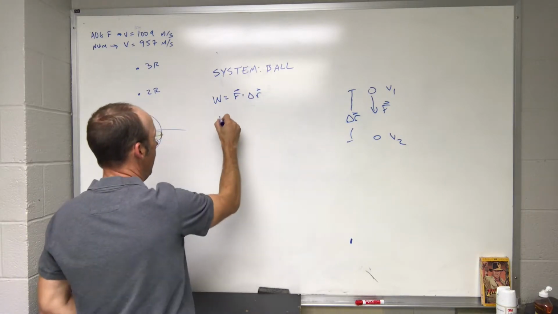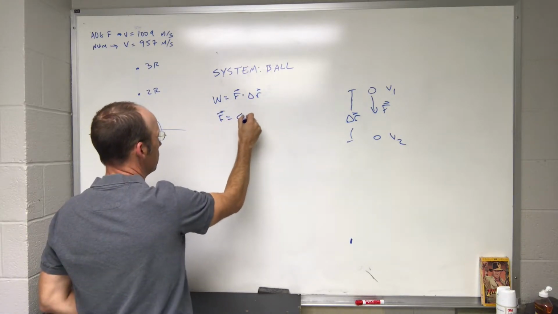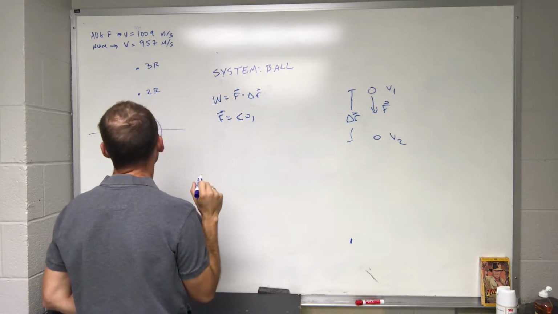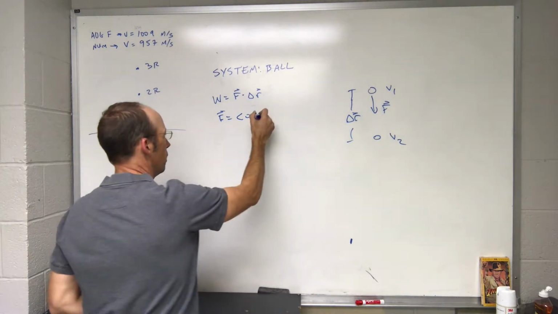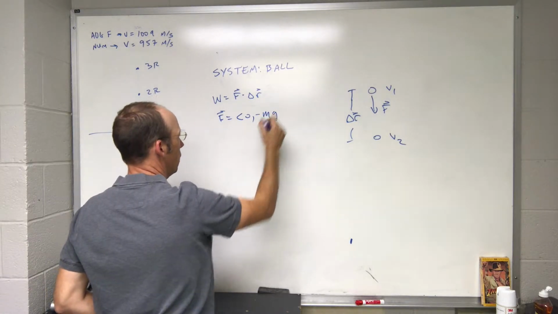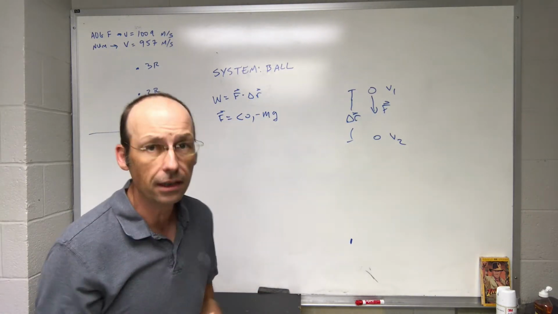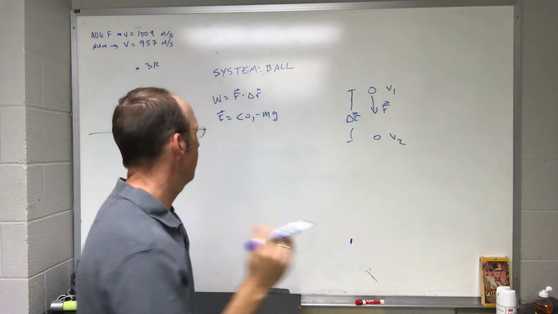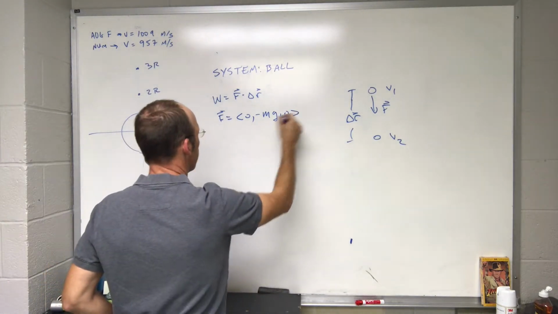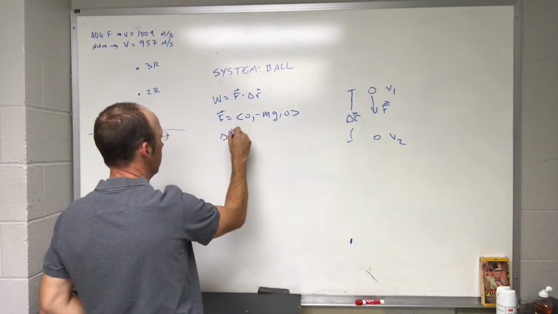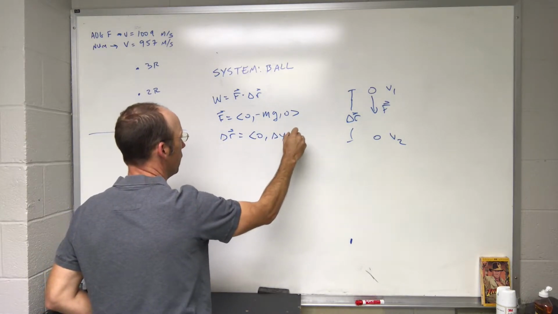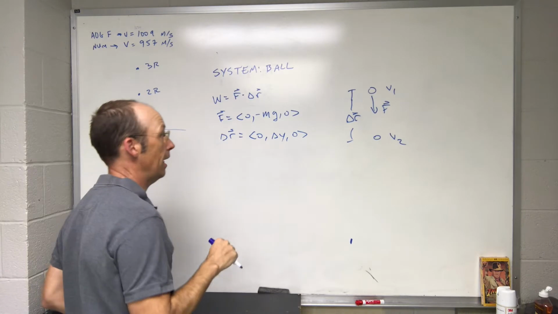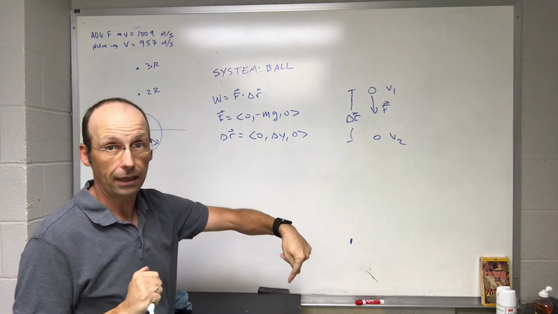Let's say F is going to be equal to 0, and I'm going to use, let's use negative mg for now, which is the gravitational force as constant. That's what it would be on the surface of the Earth. And that's fine. And then delta R is going to be equal to 0, delta y, 0. So it is actually moving down. Delta y is in fact negative.